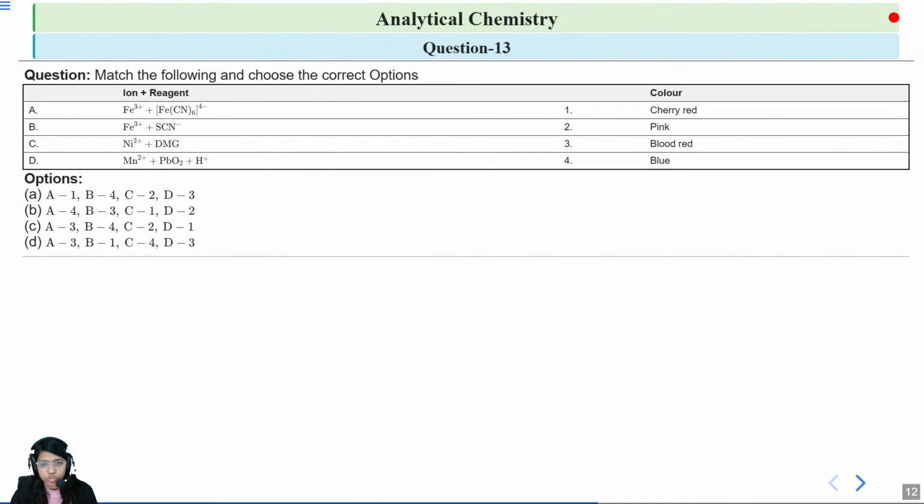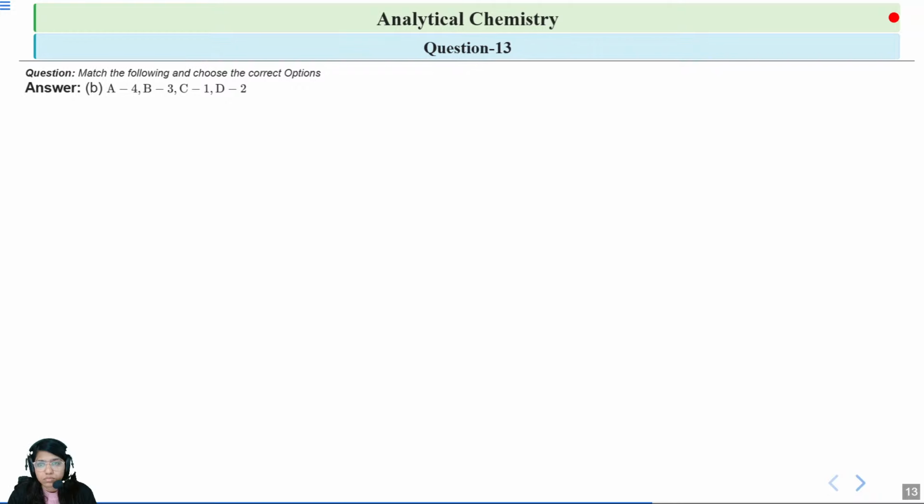Now, moving on to the next question. This question asks us to match the given ion-reagent combination with the corresponding color produced and then select the correct option from the provided options. After completing this question, we will have a better understanding of the characteristic color reactions of different metal ions when they react with specific reagents. The correct answer is option B, where A is matched with 4, B is matched with 3, C is connected to 1 and D is matched with 2.